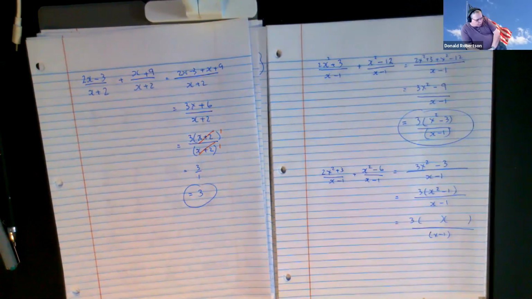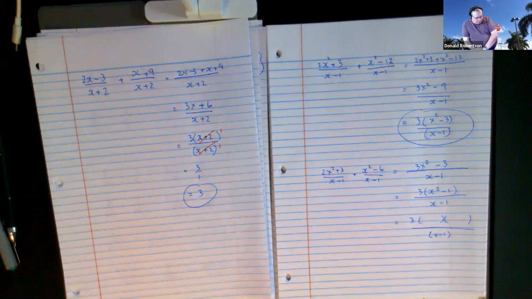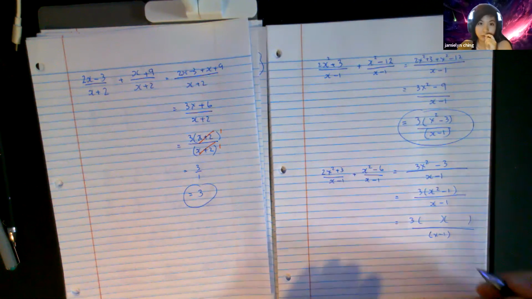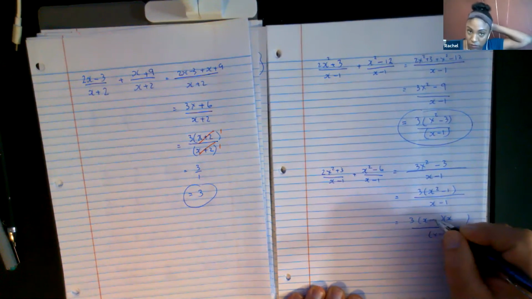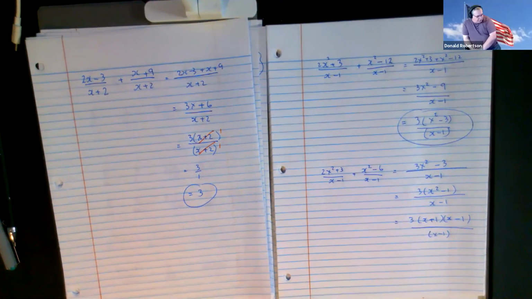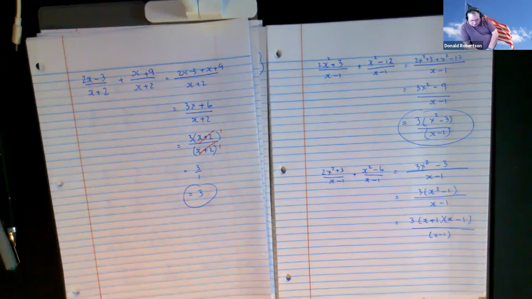X squared minus 1. I mean, we've been doing a lot of factoring, so have factors in your brain. Thinking factoring. Can x squared minus 1 factor? Isn't it just like 1? Well, what kind of 1? Isn't it a difference of 2 squares? Right? A plus 1 and a negative 1.